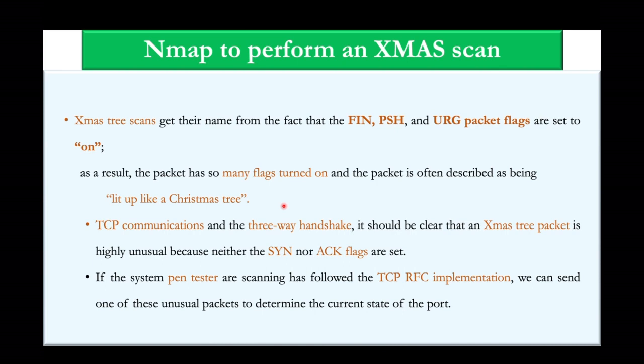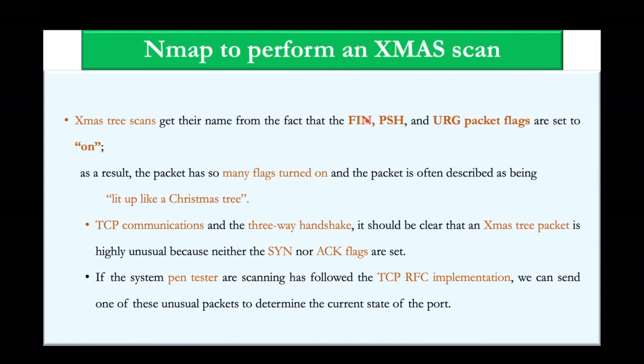As long as none of those three bits are included, any combination of the other flag bits like FIN, PUSH, and URG works. Nmap exploits this with three scan types: the null scan, the FIN scan, and the Christmas scan. In the Christmas scan, the FIN, PUSH, and URG packet flags are set to on. As a result, the packet has so many flags turned on that it is often described as being lit up like a Christmas tree.